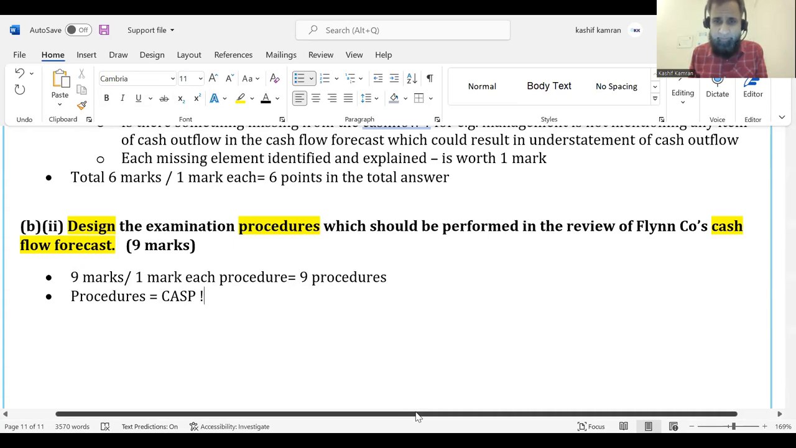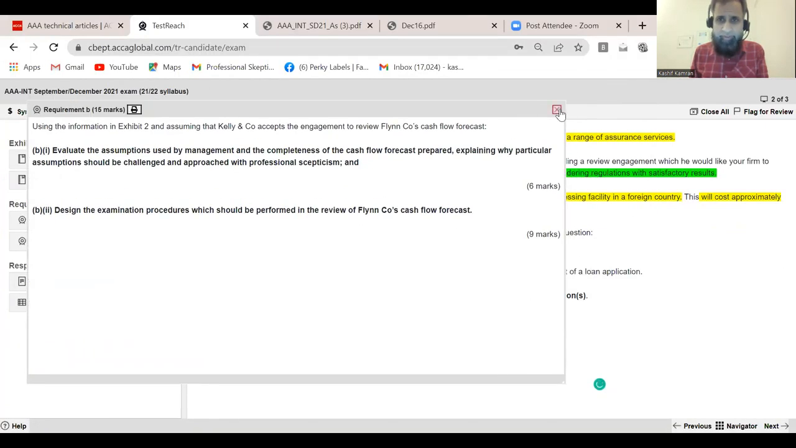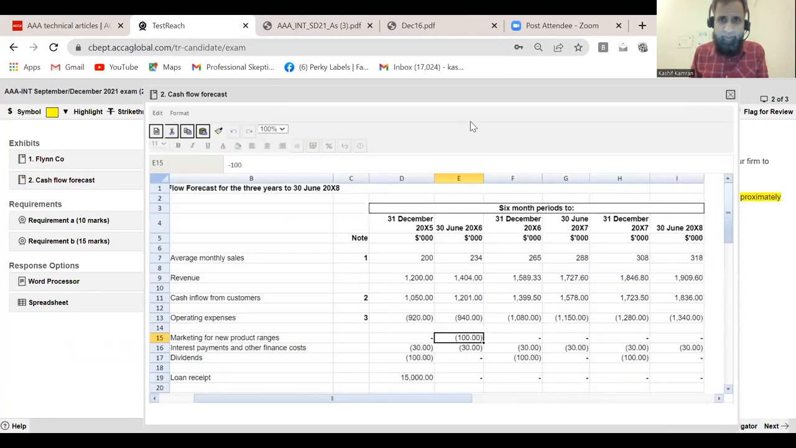Let's go back to the practice platform. Let's see exactly what's happening on the practice platform, right? Okay, so we should open the second exhibit, cash flow forecast. I hope you can see the cash flow forecast in front of your screen now. Exhibit number 2. Can you all see this? Please confirm.